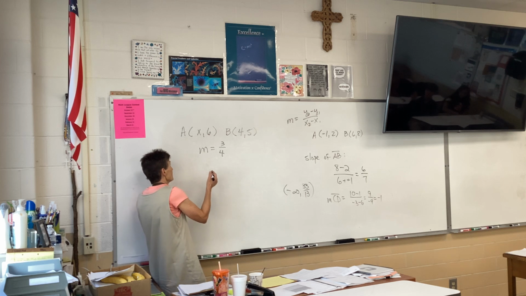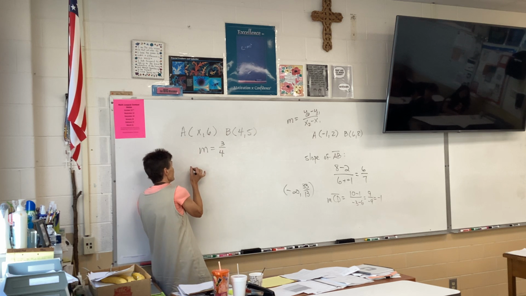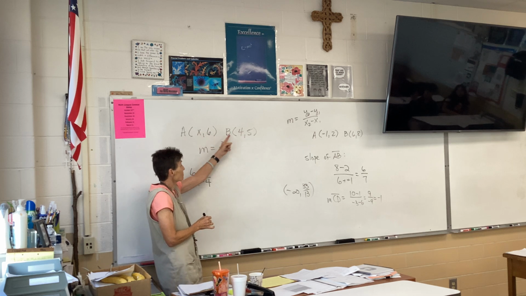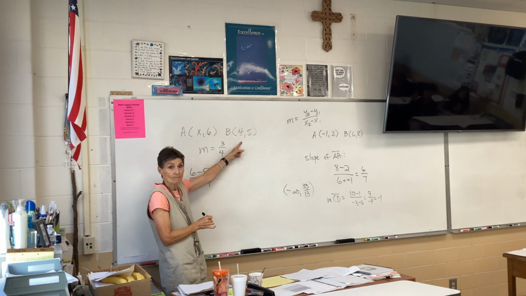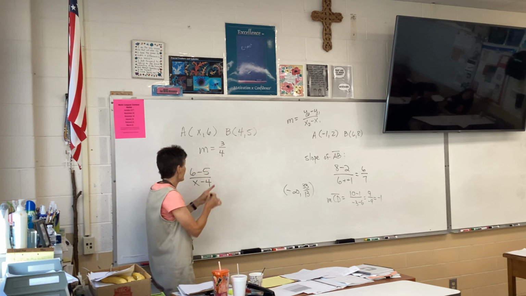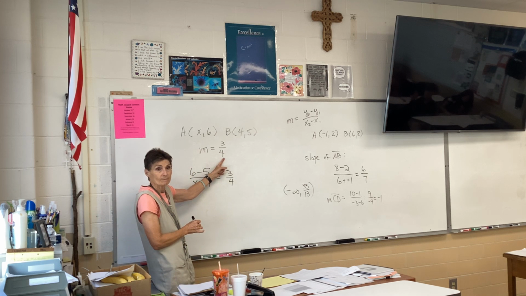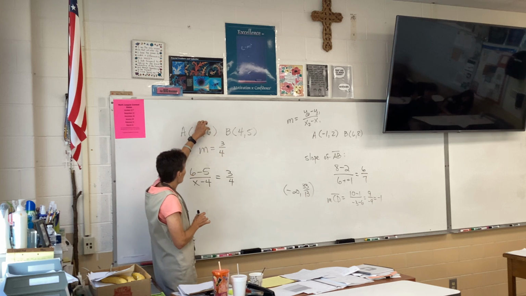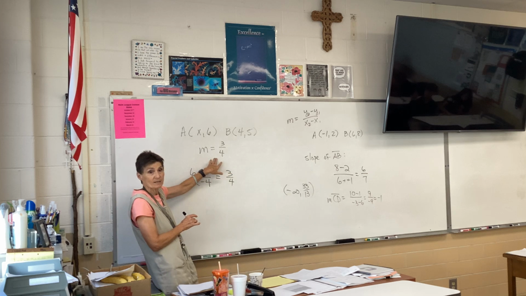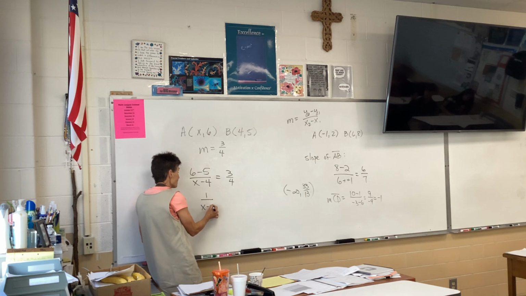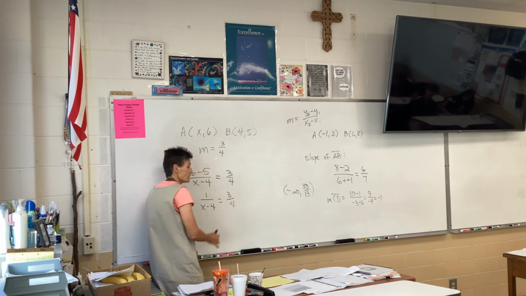Would you agree that I could find the slope by doing 6 minus 5 over x minus 4? So y minus y over x minus x. I could find slope that way. And I know that has to equal 3/4. Slope is y minus y over x minus x, but they told me that's 3/4. So now I have 1 over x minus 4 equal to 3/4.